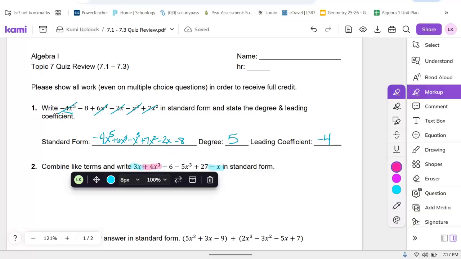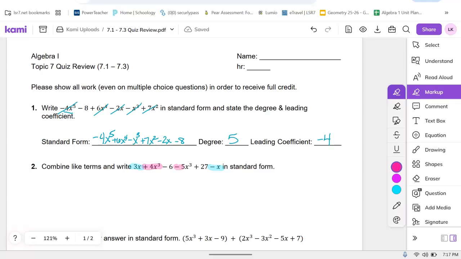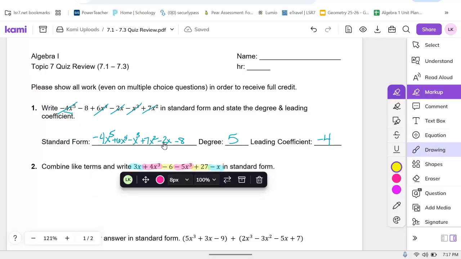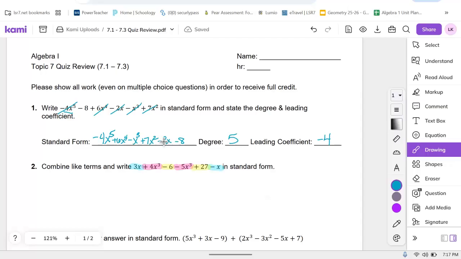I have a 4x cubed and a negative 5x cubed, and then I have negative 6 and 27. So first I'm going to start with the highest degree. So 4x cubed minus 5x cubed would be negative x cubed. 3x minus x is plus 2x. And then negative 6 plus 27 is positive 21.